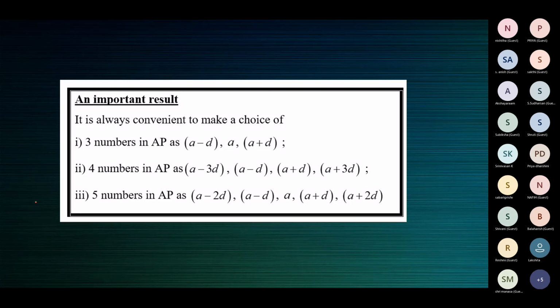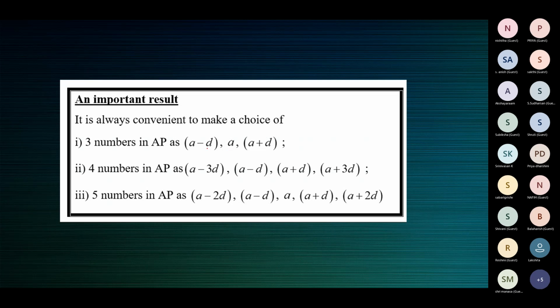Similarly, if you have to find five numbers in AP, then we say this is to find exactly 3, 4, and 5 numbers. If you want to find three numbers in AP, 4 numbers, 5 numbers in AP, then we make a choice like this. For 5 numbers in AP, we say A minus 2D, A minus D, A, A plus D, A plus 2D.